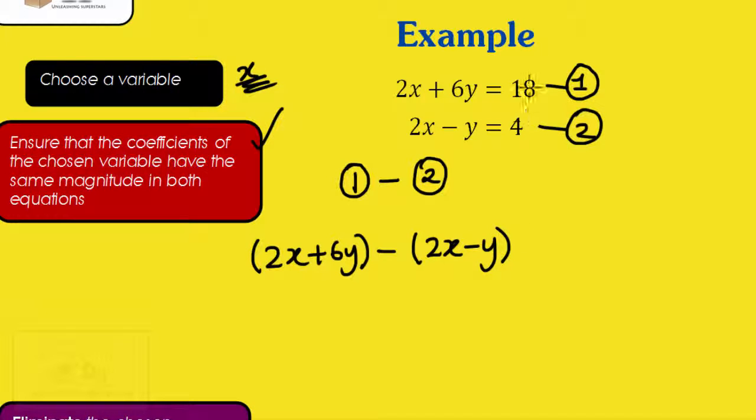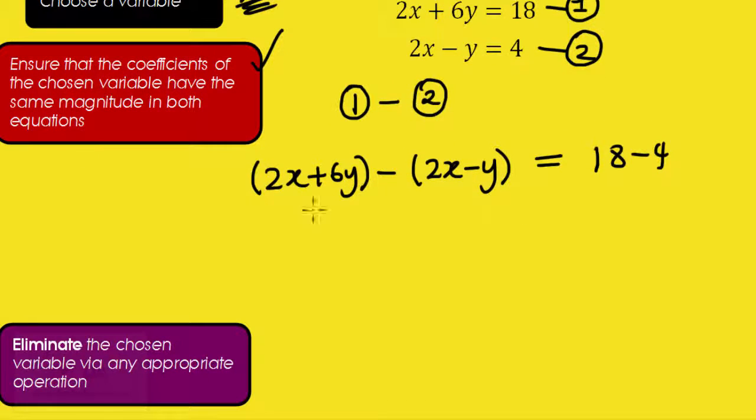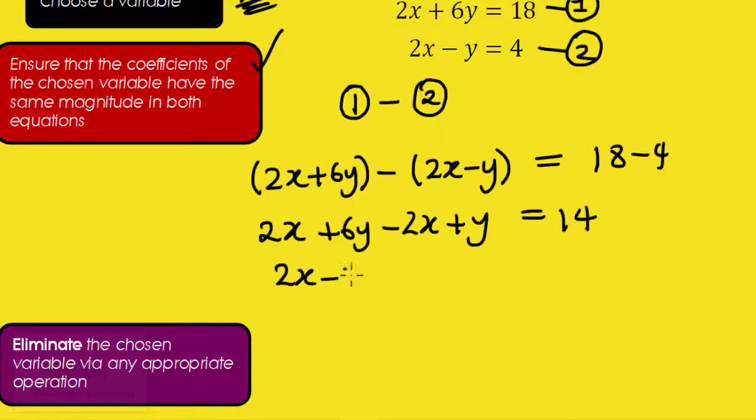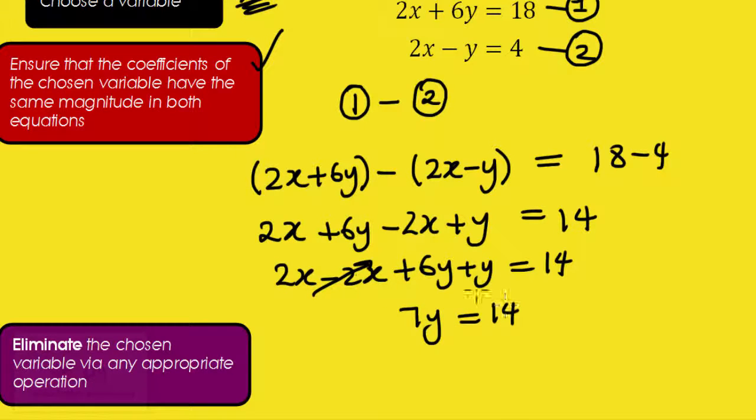And the right hand side subtraction is 18 minus 4. So we equate the result of the left hand side subtraction to the result of the right hand side subtraction. Simplifying gives the following. Dropping the bracket, we have 2x minus 2x, minus times minus y is plus y. 18 minus 4 is 14. Rearranging by bringing like terms together gives the following. 2x minus 2x is 0, so that cancels out. 6y plus y is 7y equals 14.